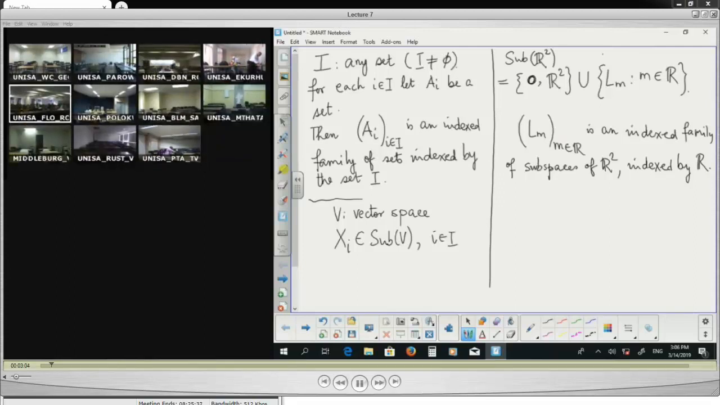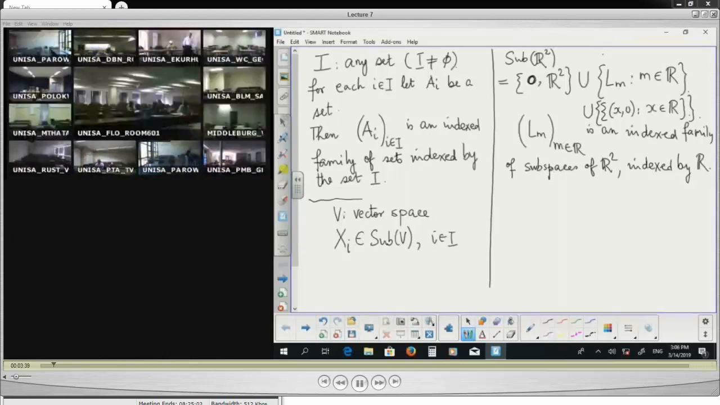LM is this, or the x-axis. The x-axis is points like, say, (x, 0). This itself is the subspace. So these are all the subspaces of R2, and so we have an indexed family there.